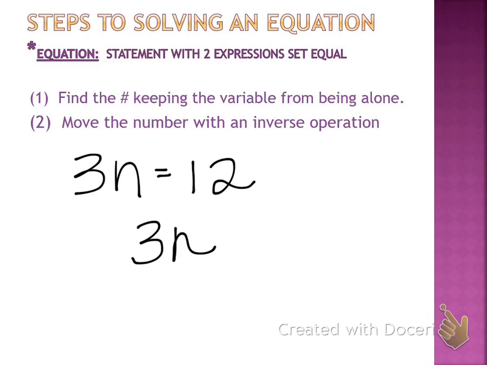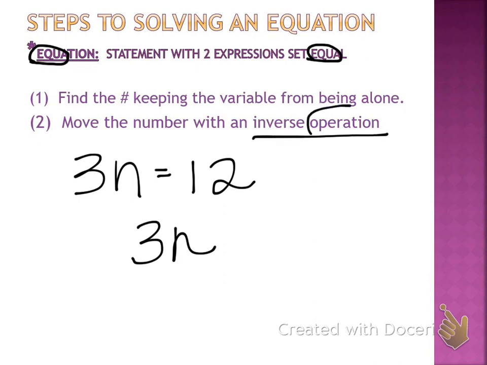So how are we going to remember that? If I look at the first four letters in the word equation and I look at the first four letters in the word equal, they are exactly the same. So an equation has an equal sign. Now, if I want to solve an equation, the first thing I'm going to do is find the number that's keeping the variable from being alone. If my whole goal is to isolate that variable, then I've got to find the number that is keeping the variable from being alone. Then I'm going to move that number with an inverse operation.